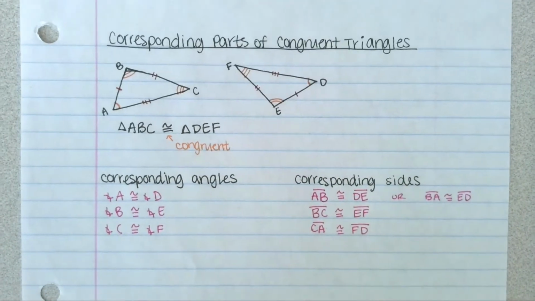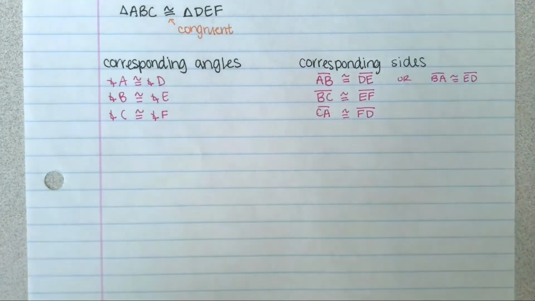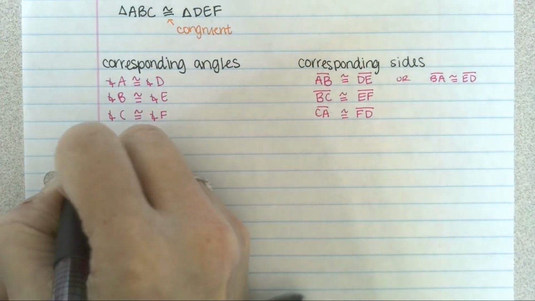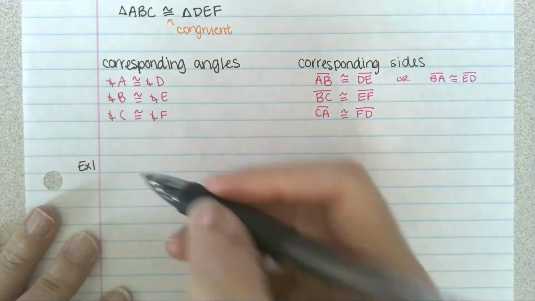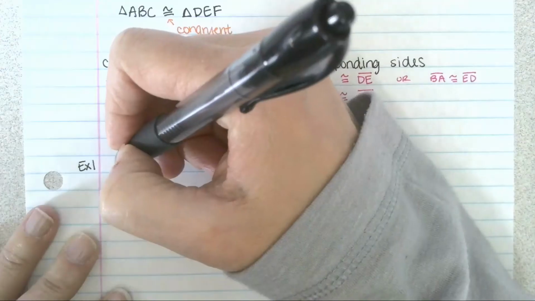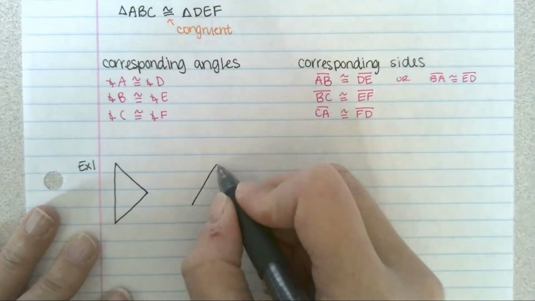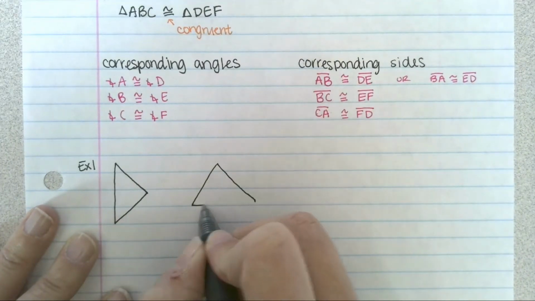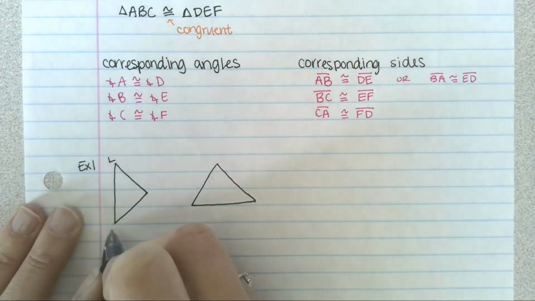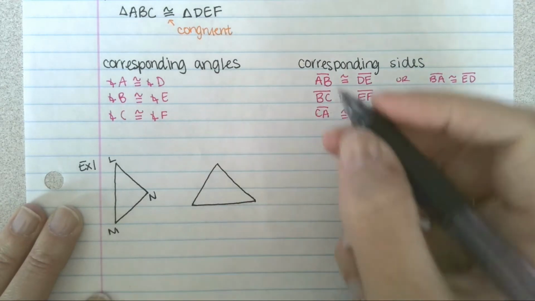Okay, I'm going to show you 2 examples of some of the stuff that we're going to practice today so that we can prepare for our lessons tomorrow. So for example 1, I'm going to give you these triangles. They're not going to be drawn to scale, so they're not necessarily going to look like they are congruent, but they are.